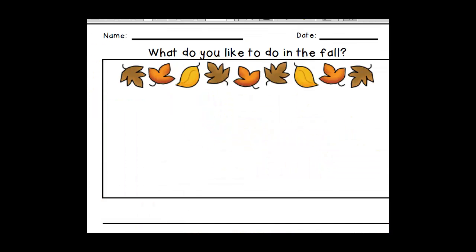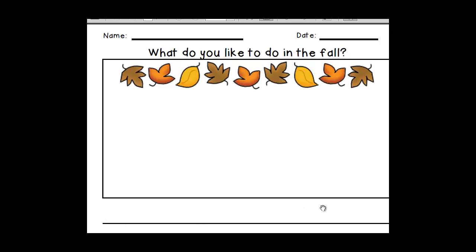So here is our writing prompt for October. What do you like to do in the fall? So here is where the student would illustrate and make sure that it's on topic for what they like to do in the fall. They most certainly need to know to include their name, but they might need help with the date, or maybe you write that for them and just talk about it. Then at the bottom, we have spaces for them to write.